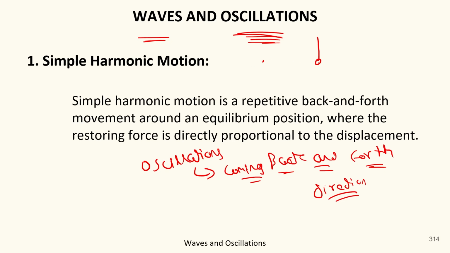Suppose this is an object. This is a point. You push this object with force. This object will move to this point, but after some time it will move to this point again. Right? First, when you push it, it moves to this position, but after some time it will move back to this position. So this is a motion of coming back and forth.